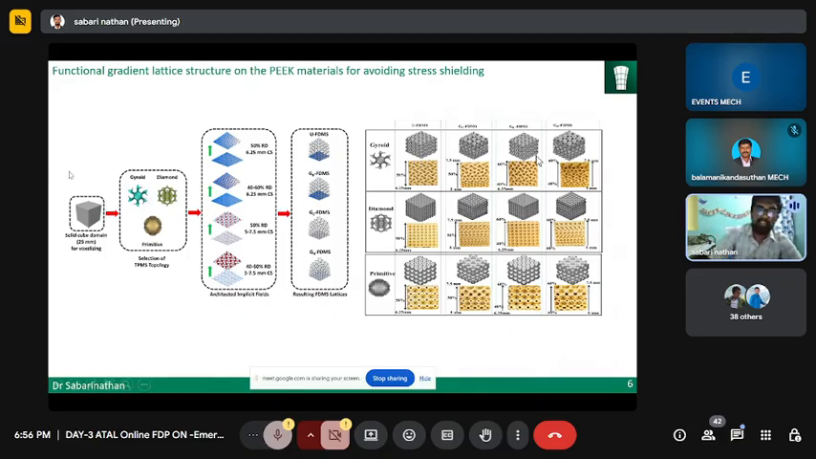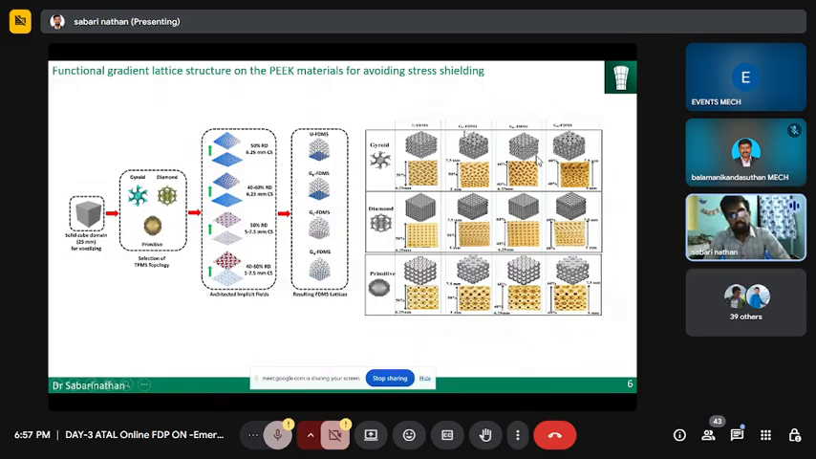So the stress shielding effect should be avoided by using various kinds of grading strategies. Because when you are using a fully gyroid structure, the samples have the lowest strength and the highest strain, and the stress will be less and the strain will be high. Like that, all the lattice structures also behave in the same pattern. So we have varied different kinds of gradient strategies, such as uniform.